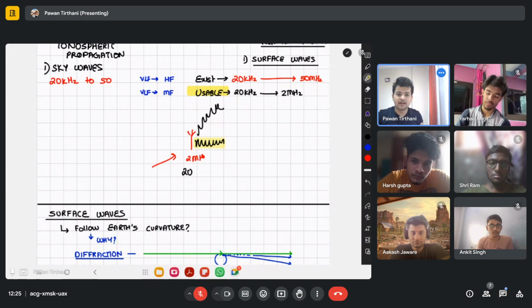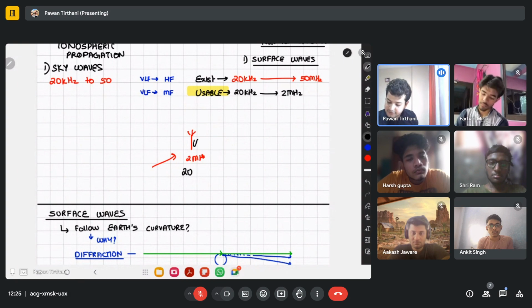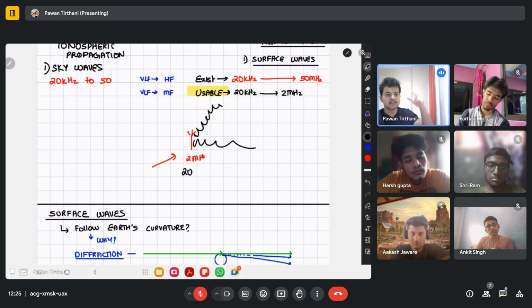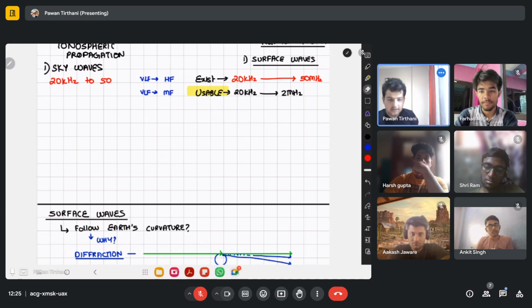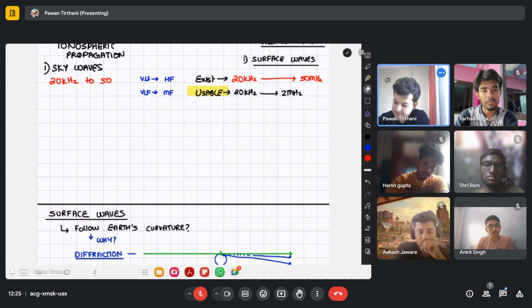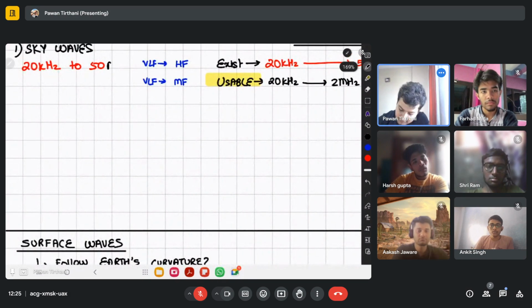Okay, good. What about the lower frequencies? Lower frequencies also, you will have a surface wave component present, you will also have a sky wave component present, but the sky wave will get absorbed by the D layer, which we will be studying in some time. तो sky wave component हट जाता है. That is why we don't use the lower frequencies for sky wave propagation. We tend to use the higher frequencies.